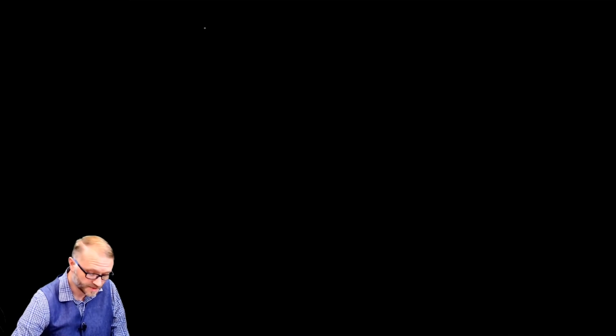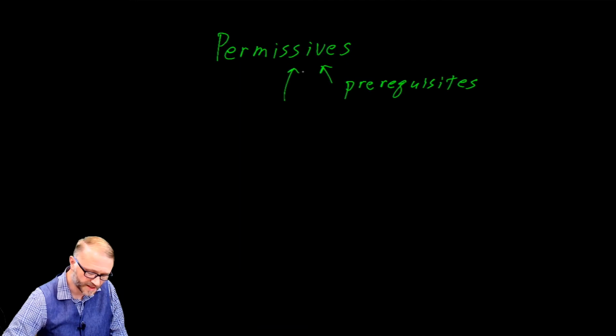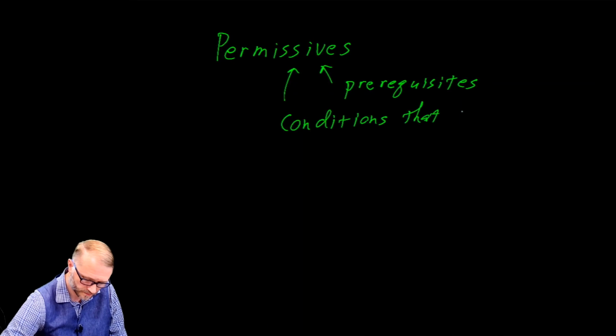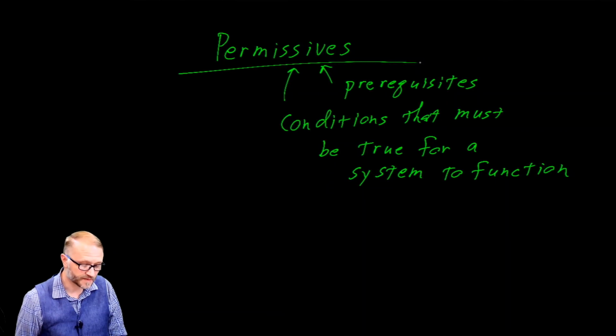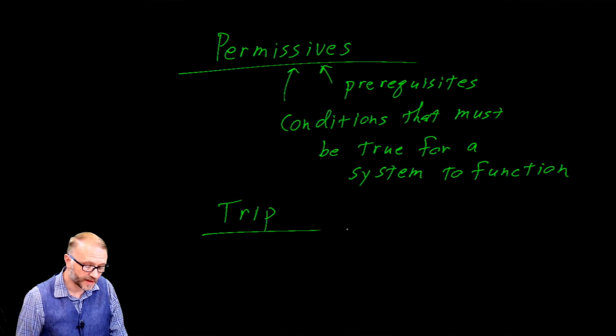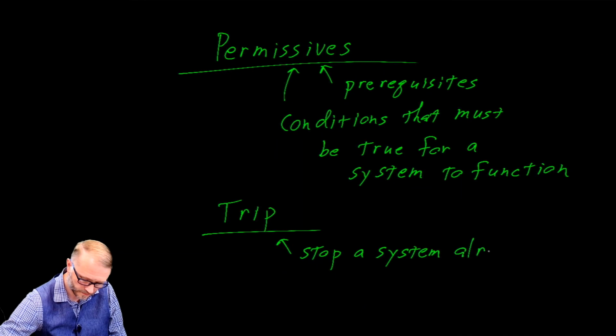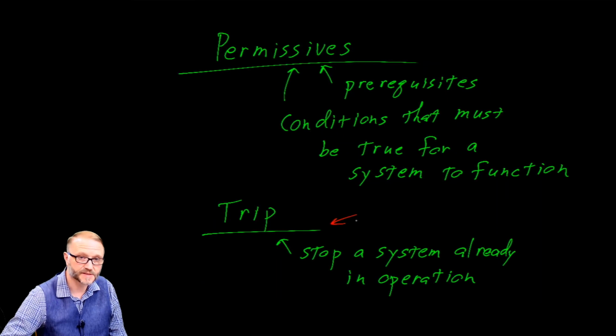Let's define a few terms that might be useful to us. The first one is permissives. You could think of these as prerequisites. You could think of these as conditions that must be true for a system to function. So that is permissives. We also have the concept of a trip. And these are things that will stop a process that's already in motion. You could think of trips as maybe a fault condition.